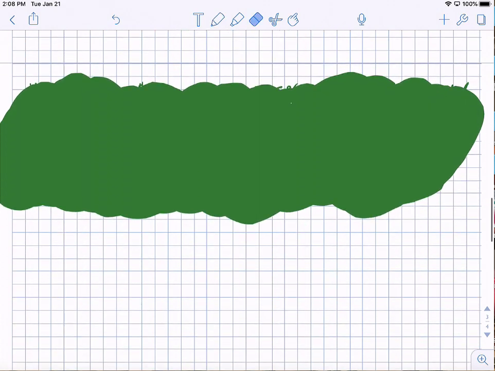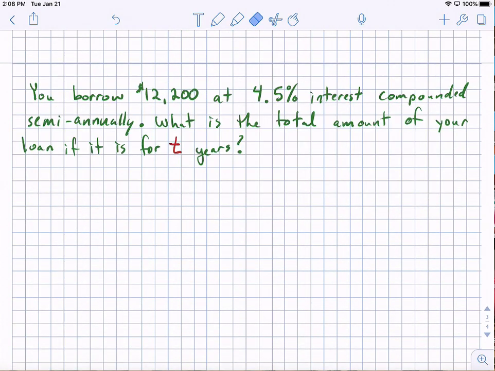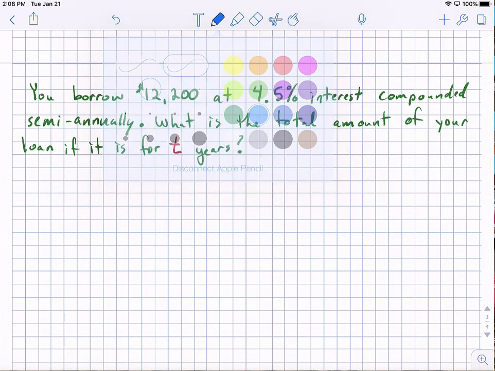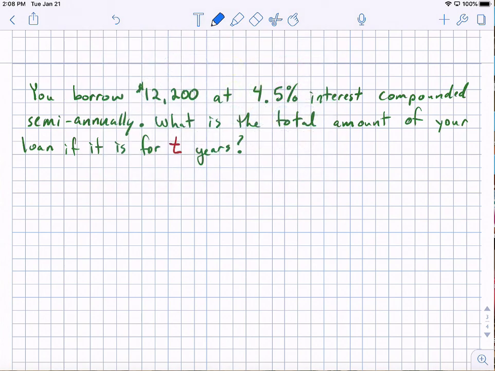Okay, last problem that I have on here is the same type of problem, compounding interest, but this is the time you borrow. So you borrow $12,200. Let's say this is a car loan problem. This is a pretty good one. You borrow $12,200 at 4.5% interest, compounded semi-annually. What is the total amount of loan if it is for T years?